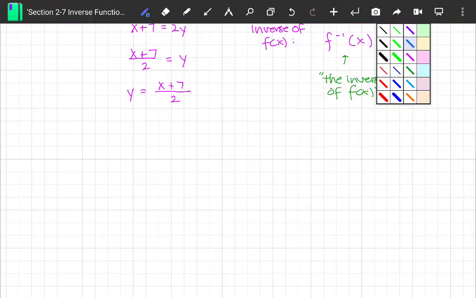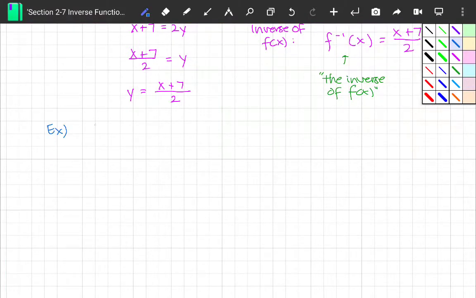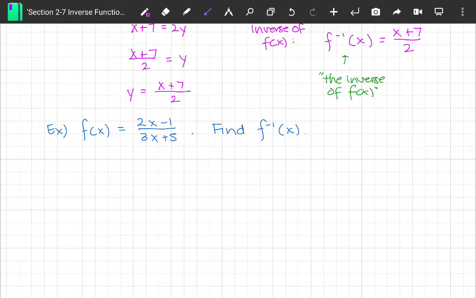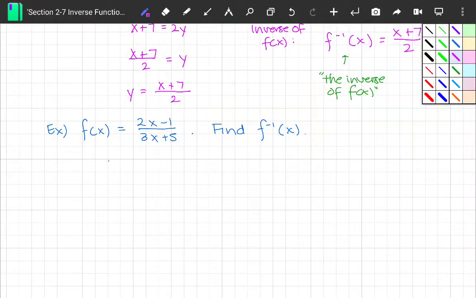So this one will be, let's start with f of x equals 2x minus 1 over 3x plus 5. And we want to find the inverse of f of x. Now this time I don't have a y. And so if I don't have a y, how can I switch x and y? So we know that f of x is like our y, but we don't actually have the y in the original problem. So the first thing I should do is say let y equal f of x, so I can rewrite it with the y.